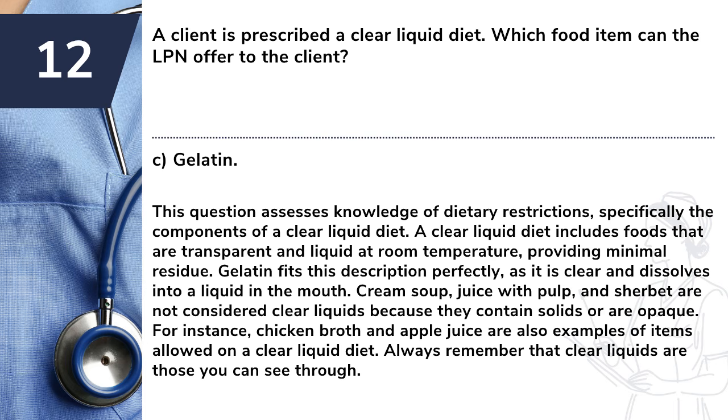Cream soup, juice with pulp, and sherbet are not considered clear liquids because they contain solids or are opaque. For instance, chicken broth and apple juice are also examples of items allowed on a clear liquid diet. Always remember that clear liquids are those you can see through.